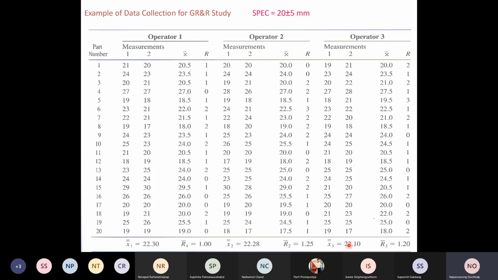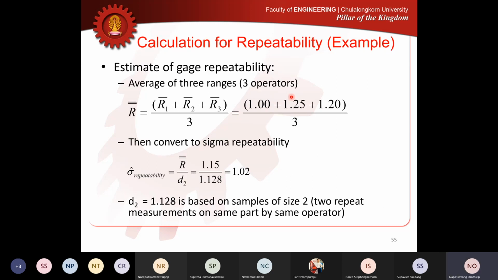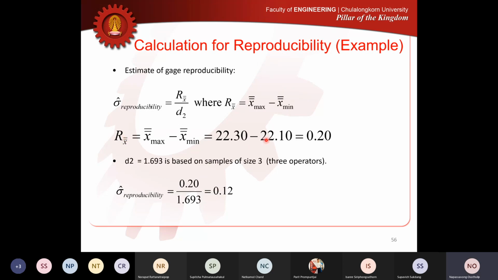And the easy number is that we will take the difference between the maximum value 22.3 and the minimum value 22.1. And the difference is 0.2, is that right? So the difference is called range, but it's the range of x bar. So in the formula, it's called R of x bar, which is the difference here, which is 0.2.